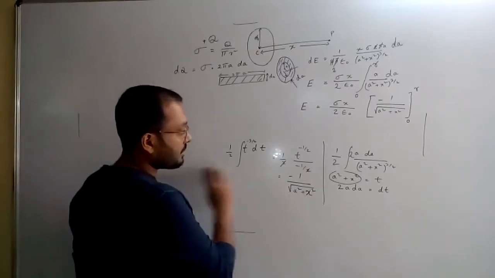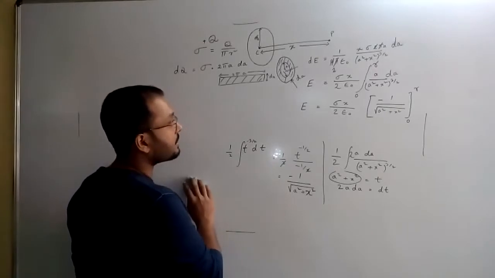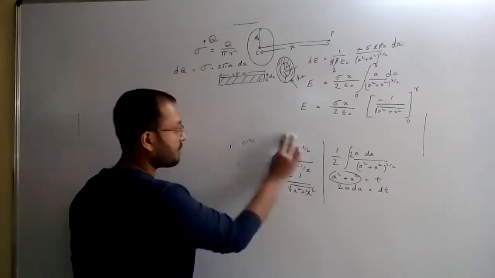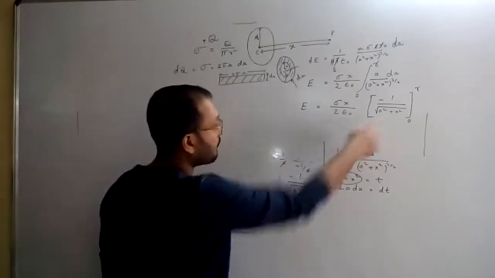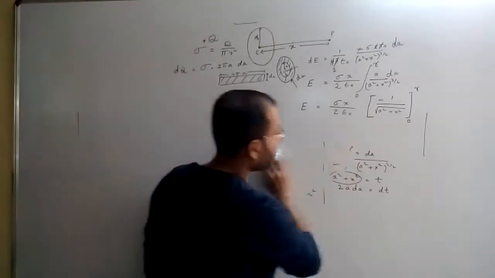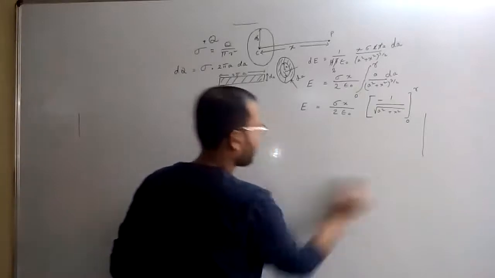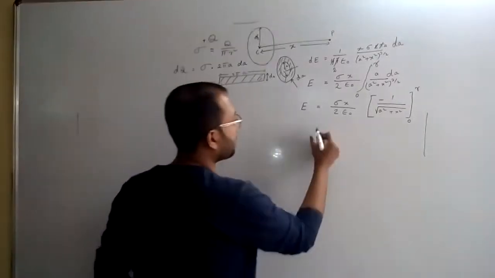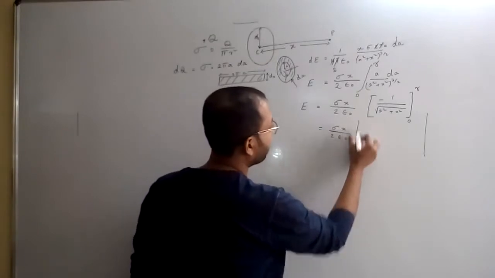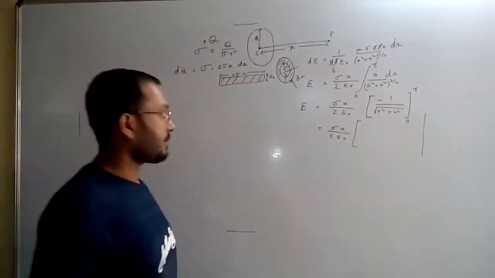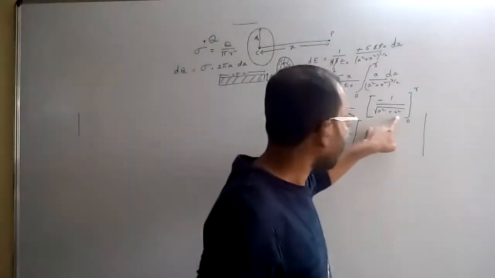I think I should erase this also because I don't have too much space to work with. I'm erasing this. I hope I wrote it down correctly. So let us just put in the limits. If we put in the limits, the upper limit first. Remember, the variable is a, not x.